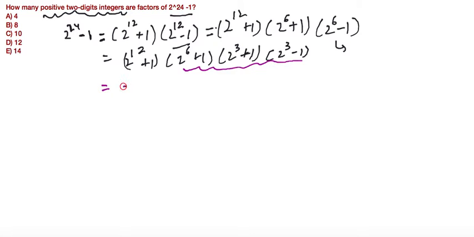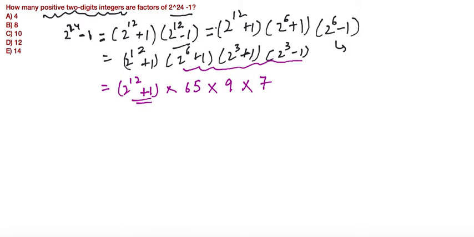So I'm just repeating the first expression, which further needs to be simplified. And then the next one is 2 to the power 6, 64 plus 1, 65. Multiplied by 2 cubed, which is 8, plus 1, 9. Multiplied by 2 cubed, which is 8, minus 1, 7. Okay, now what about the first expression?